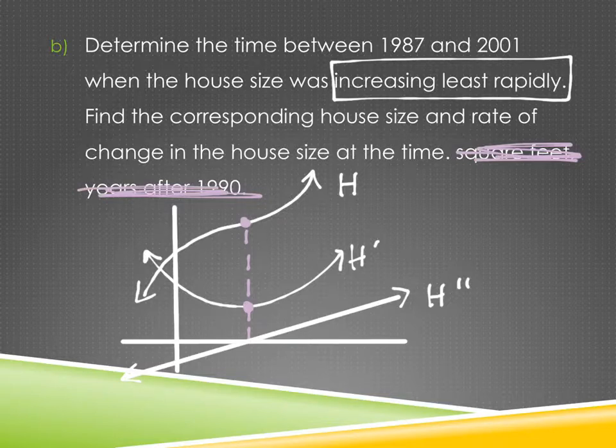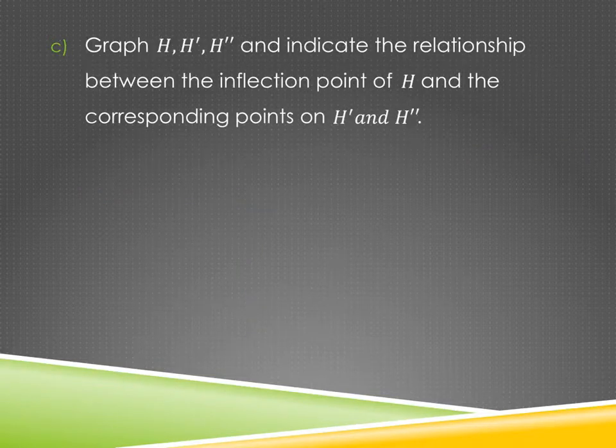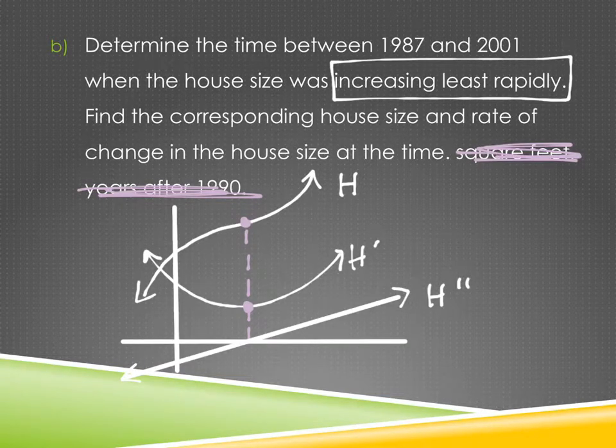It says graph the three, and indicate the relationship between the inflection point and the corresponding values. That's what we did on C. I guess I just did C, didn't I? But that's okay. We needed C and B to be done together anyway. So this is C, my bad. But B asked us to find the point of least rapid increase, and we need our graph to do that, so that was all right.